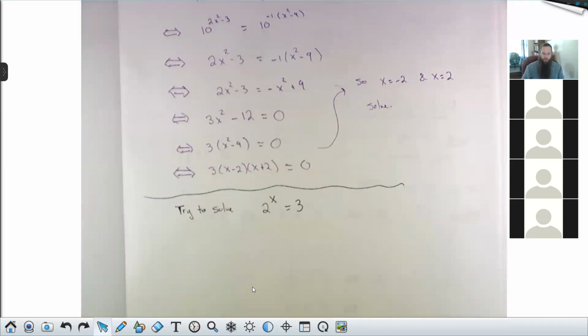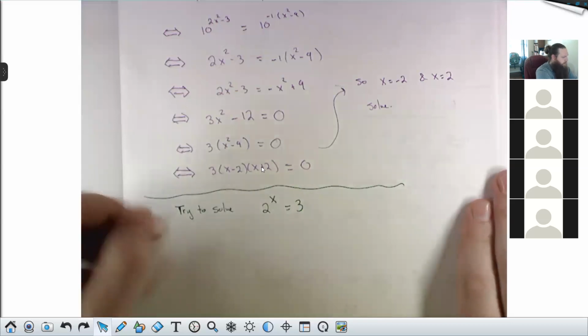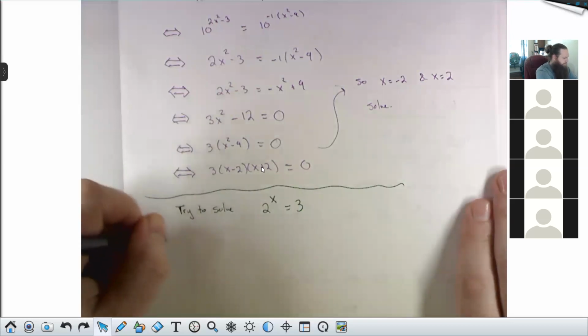This looks a lot simpler than the last one, but it's actually much harder. Because the bases are not the same. Yeah, exactly. Erica nailed it. There's no nice way to write 3 as a power of 2. No obvious way. Now, I know a solution exists.